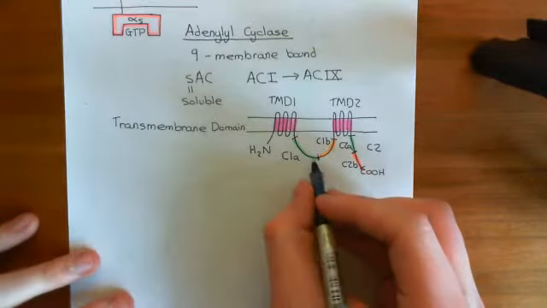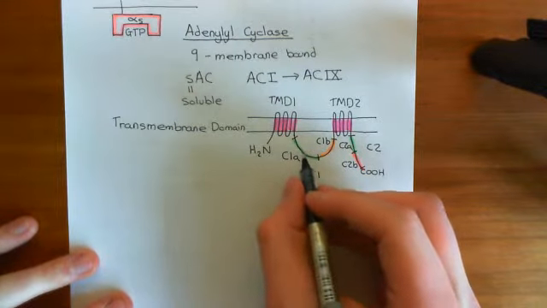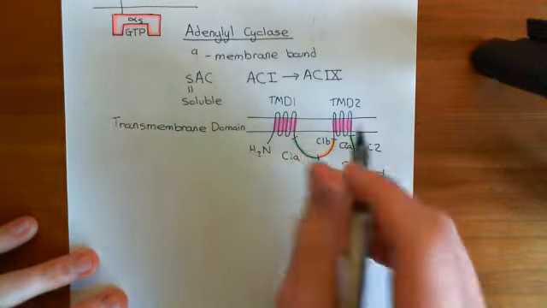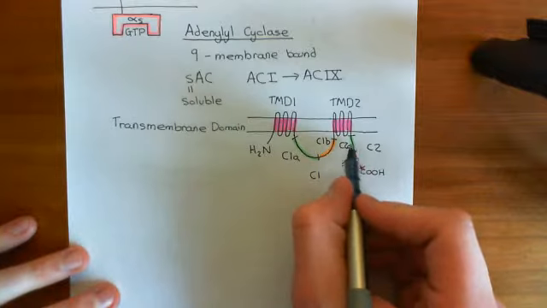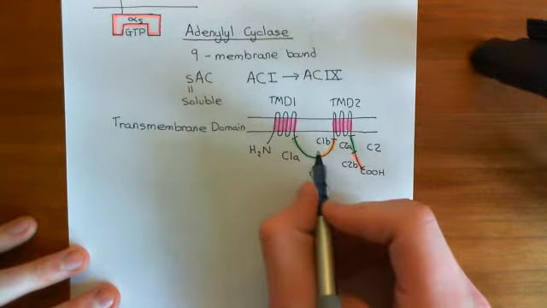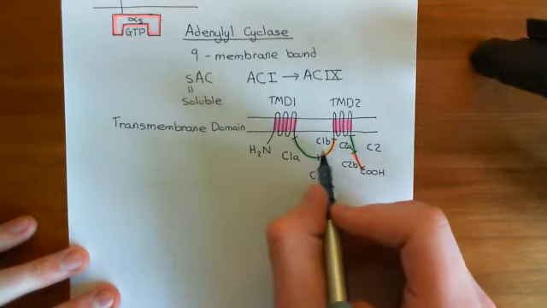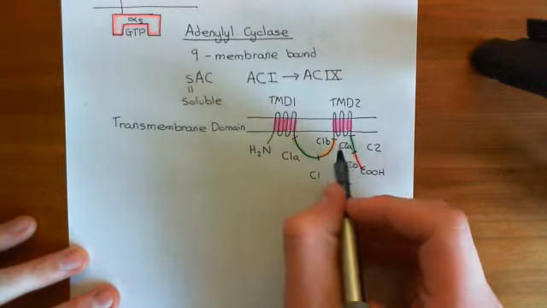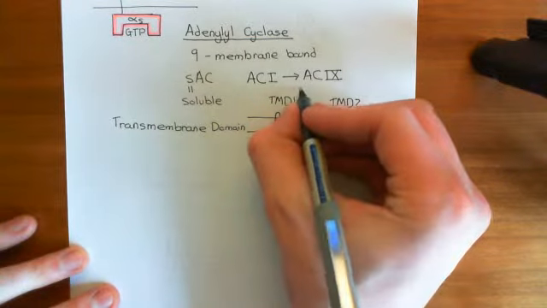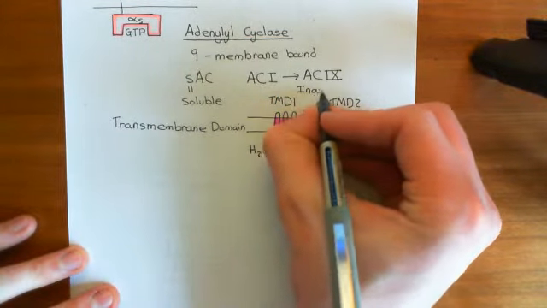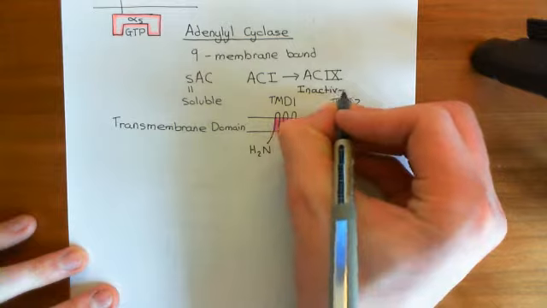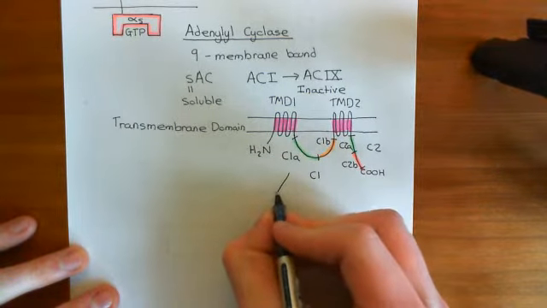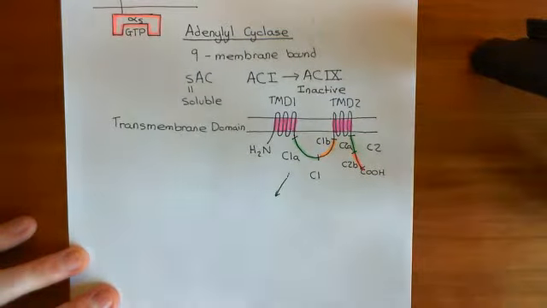Now, the active enzyme is made up by a dimerization of the C1a domain with the C2a domain. If you join C1a to C2a, you then get the active adenylyl cyclase enzyme, which will be capable of catalyzing the cyclase reaction. What I have drawn is an inactive adenylyl cyclase enzyme because the C1a domain and the C2a domain are not dimerized together. So let me now show you an active adenylyl cyclase enzyme.